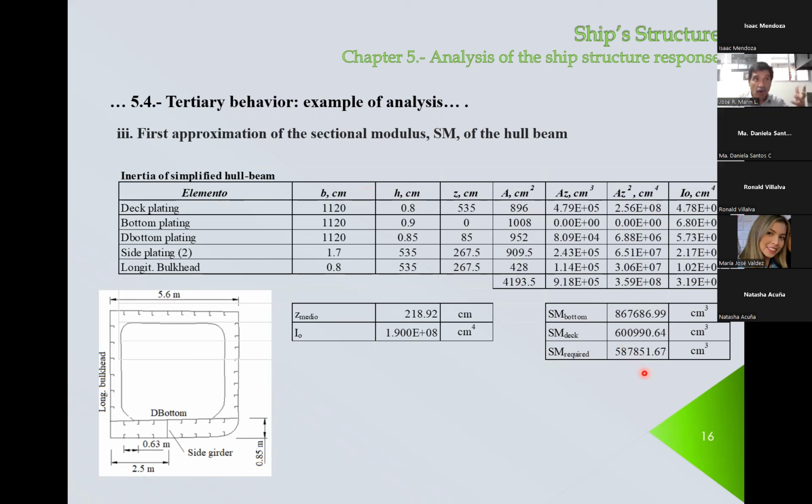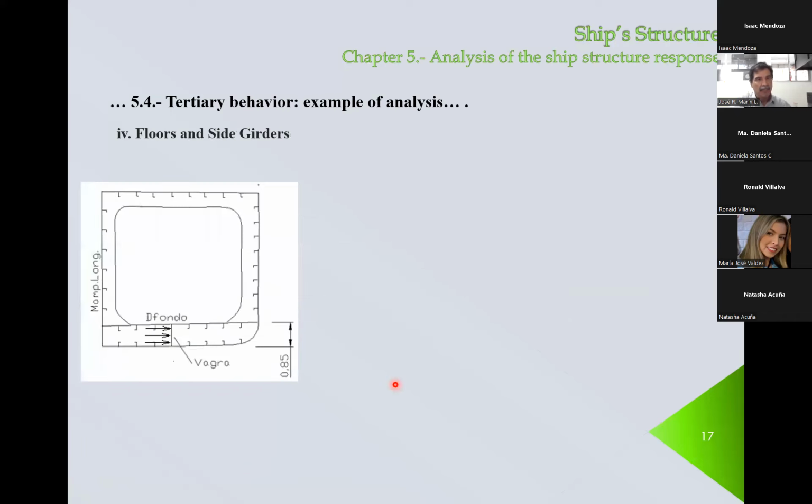Now, we know that if we include the longitudinals, in general, we can expect an increment, but don't expect too much. Okay, don't expect too much. What I'm trying to say is that in this case, the plating is the main element to support primary stresses. Okay. Now, let's go to the floors.